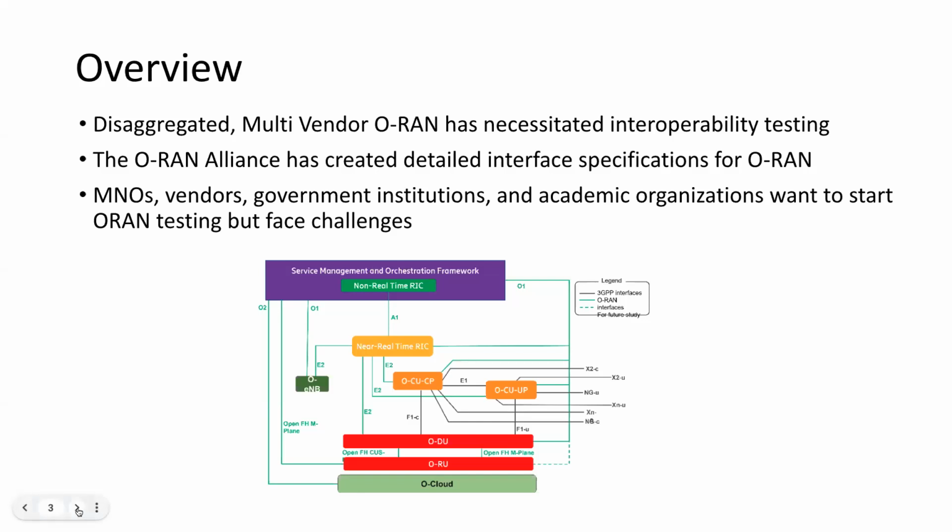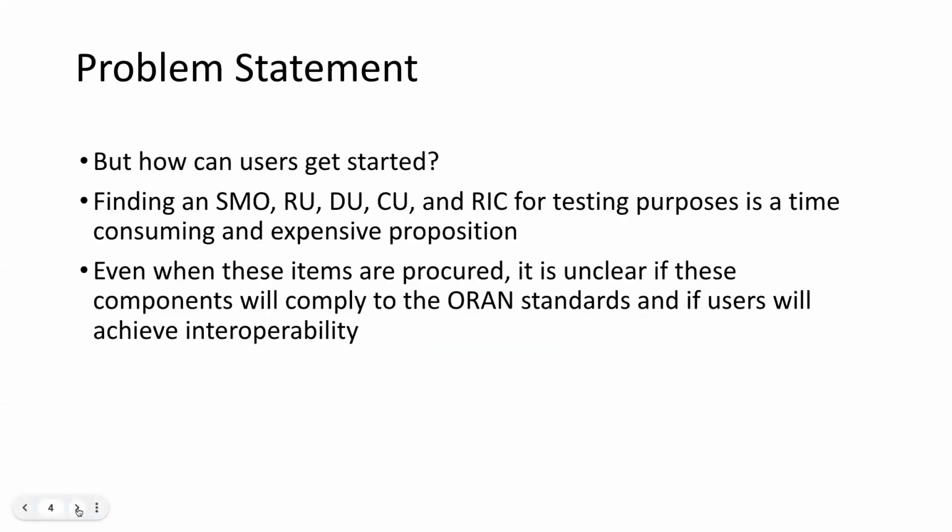All right, so the problem statement is: how can the users get started? The first issue is finding the SMO, which is the management and orchestration component, and then the radio unit, the distributed unit, the centralized unit, the RIC. It's a very time-consuming and expensive proposition, getting all of them and installing them in the lab. The other challenge is that even if you have all of these, it's not clear if all of them will work together, if all the ORAN standards are being met, and how you make sure that they're interoperable. So these are all the challenges that we see today.